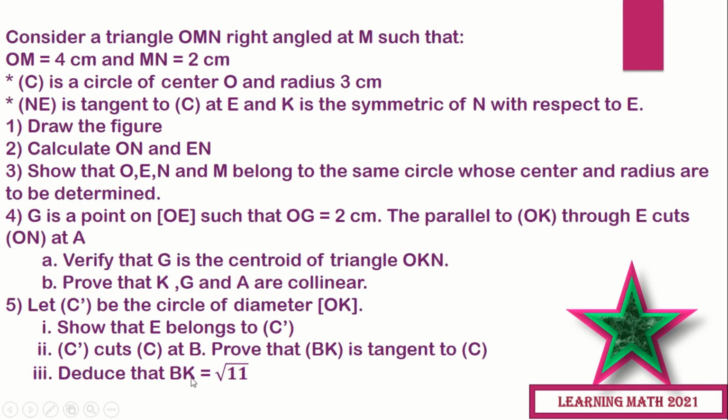Now, deduce that BK is equal to radical 11. In each part in geometry, we should pay attention to the previous one. We have just proved that BK is tangent to the circle C. Well, how many tangents do we have to the circle C? If you note, we have the tangent KN. Exactly from K, we have the first tangent, which is KE to the circle C, and the second tangent is KB. We have just proved that. Can't we say in this case that KB equals KE? They are tangents from the same point to the same circle.